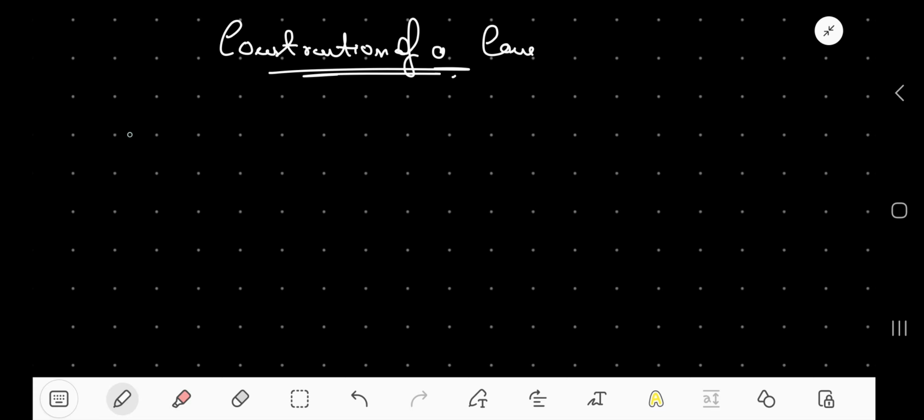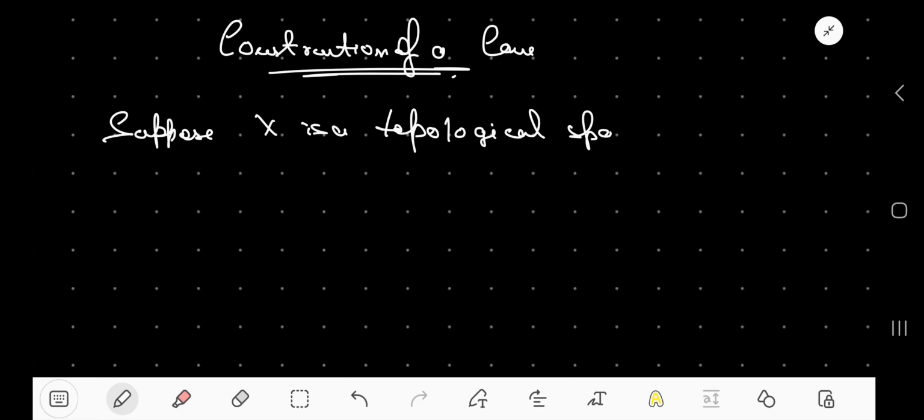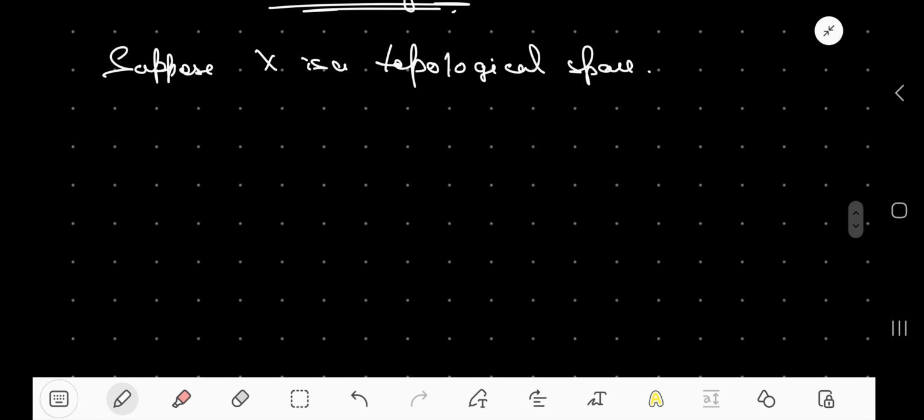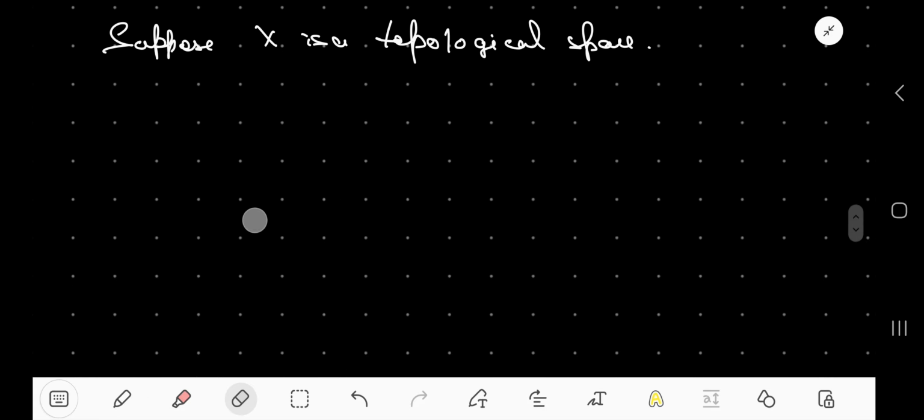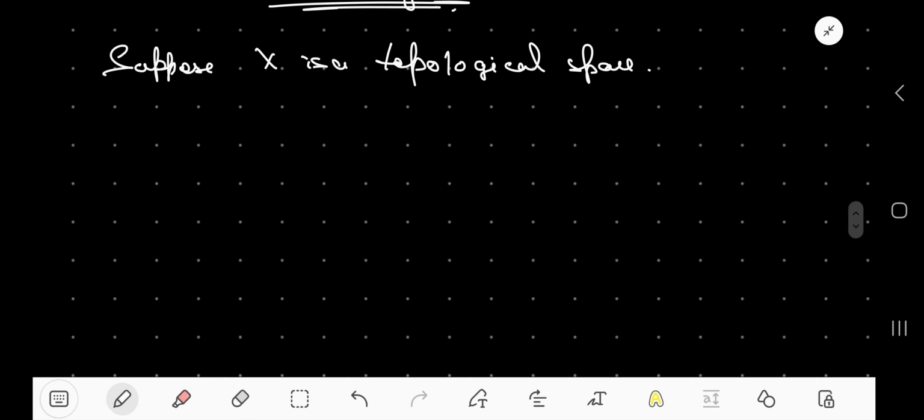So suppose X is a topological space. I am just giving an arbitrary shape to X, let's say. So suppose this is X. Okay, now let me go step by step. Suppose X is a topological space, and suppose this is my X for now.